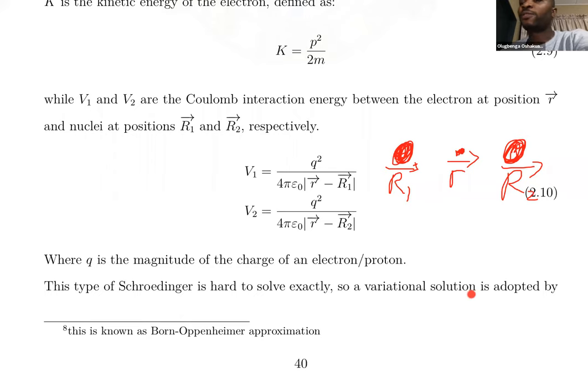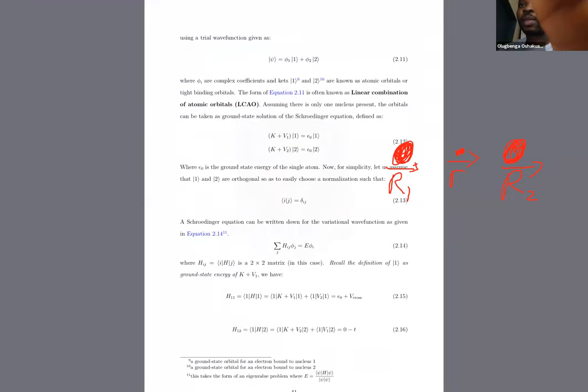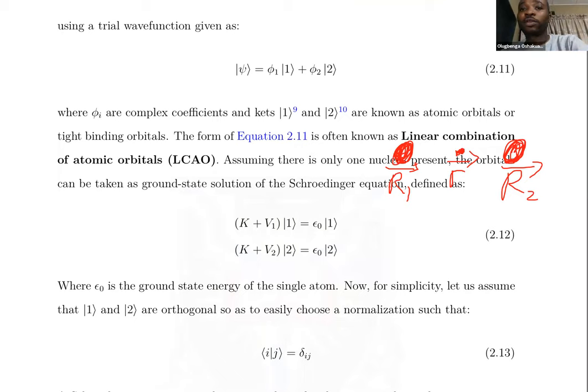So we'll be adopting a variational solution to solve the Schrodinger equation. And let's proceed. So we have a trial wave function given in equation 11. The trial wave function is telling us that it is the addition of two atomic orbitals, as long as we have put coefficients. This phi 1 and phi 2 are coefficients, while ket 1 and ket 2 represent atomic orbitals.